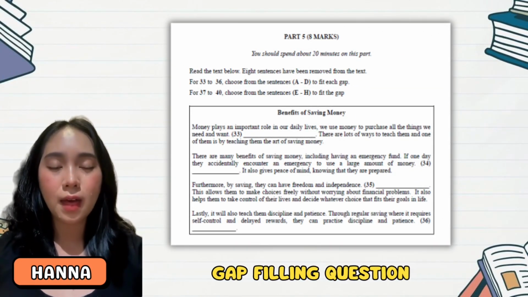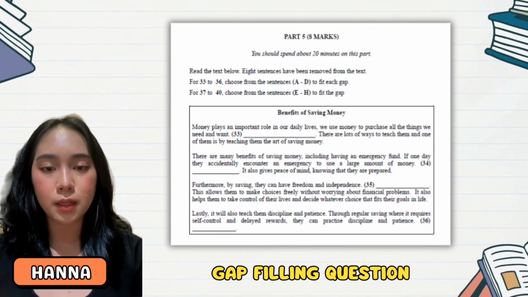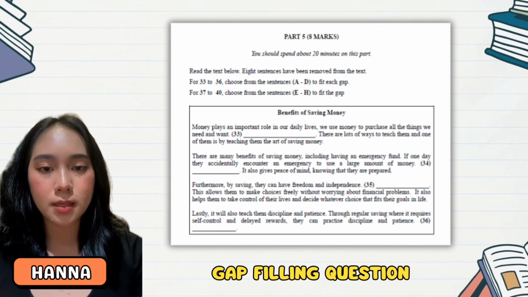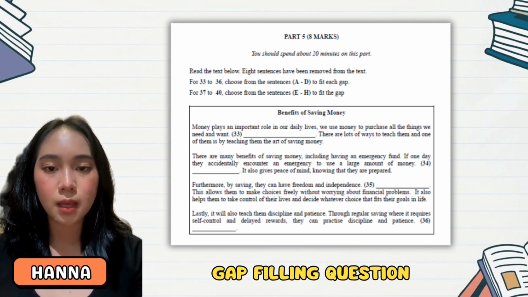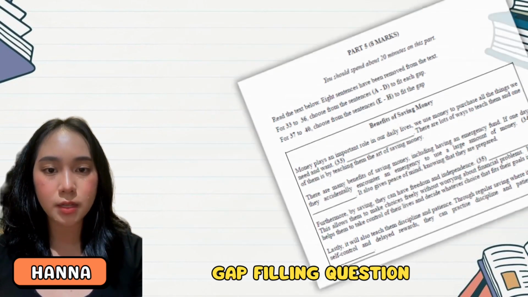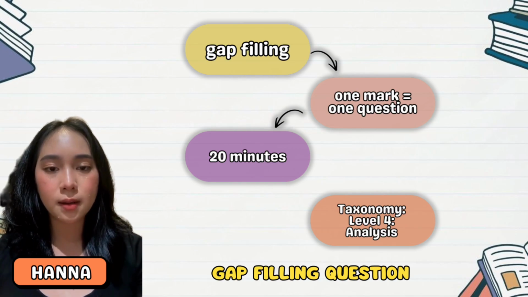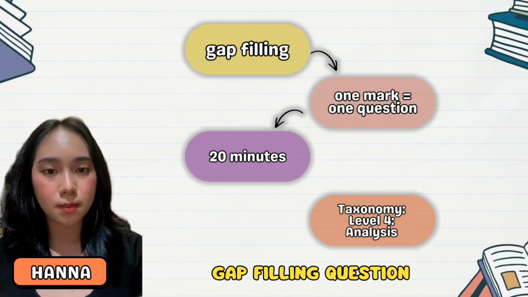For part 5, the question type is gap-fill at the sentence level. This section consists of 2 passages with 4 missing sentences from each passage. Each correct answer carries 1 mark, making a total of 8 marks for this part. The suggested time to complete is 20 minutes.